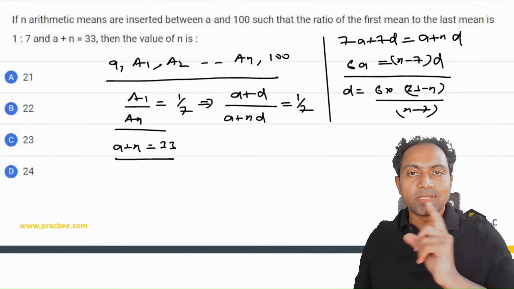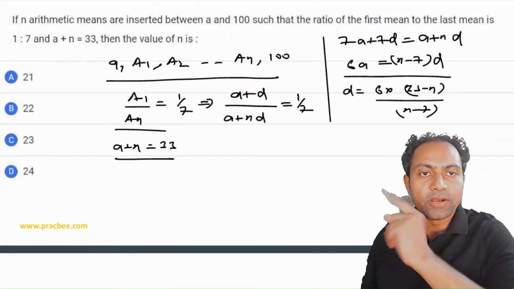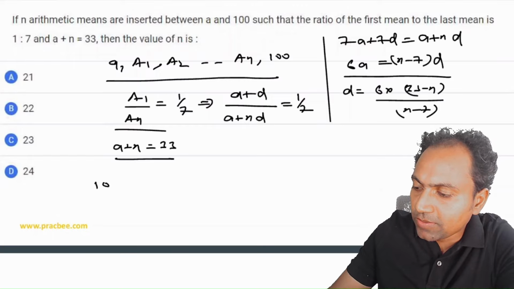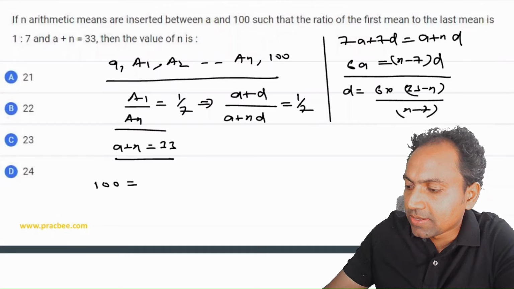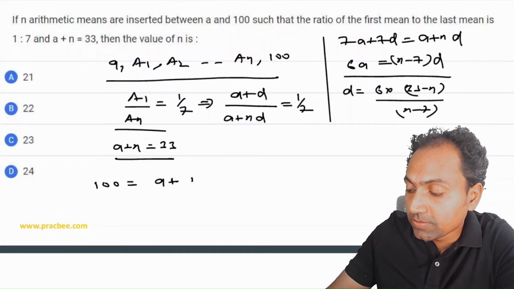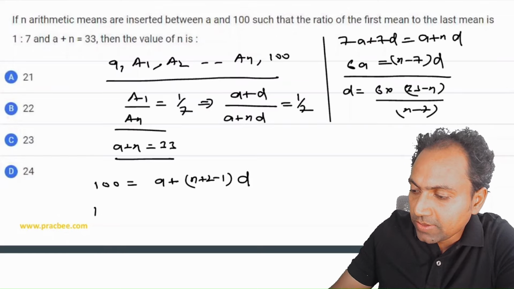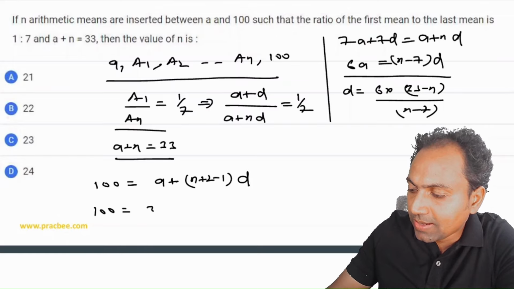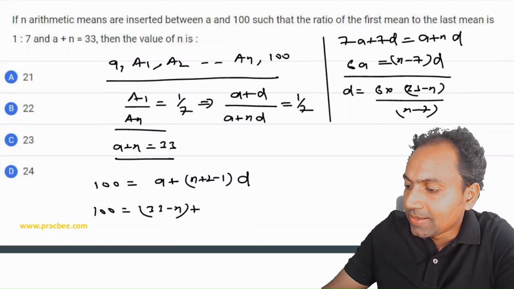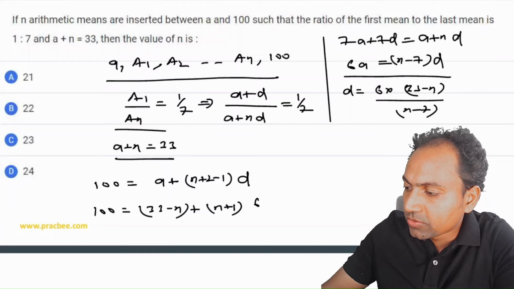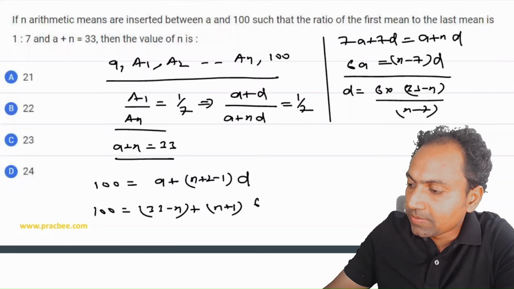Now once you have got this D, and A we already know in terms of N, we can write the formula for the last one, that is 100. It is nothing but the (N plus 2)th term. So (N plus 2 minus 1) into D we can write. Now in this formula, A we can write as 33 minus N, this term will become N plus 1, and D we already figured out as 6 times (33 minus N) by (N minus 7).